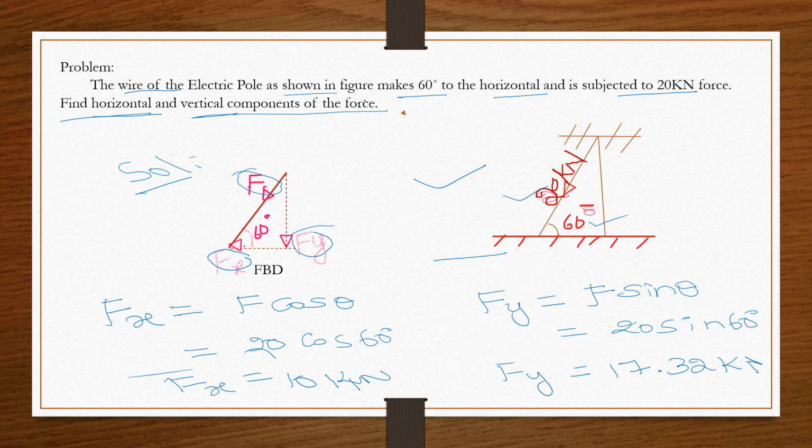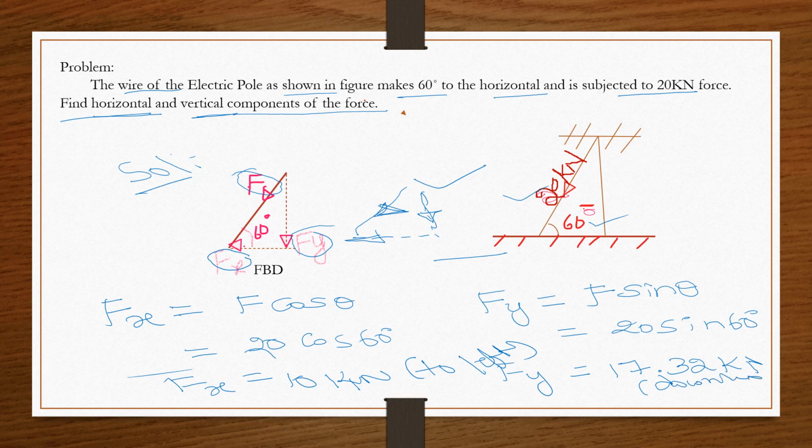Now we have to know the direction. Here the force is acting downwards on the member, and the force is in this direction. The x component is also towards this joint, and the vertical component is also towards it, which means the x direction is to the left and the y direction is downwards. In the x direction place you can write left, and in the y direction place you can write downward.